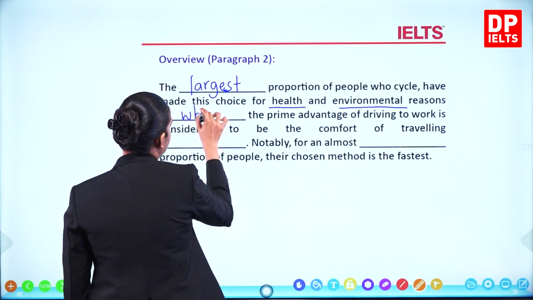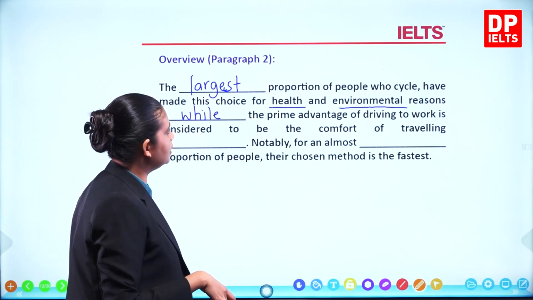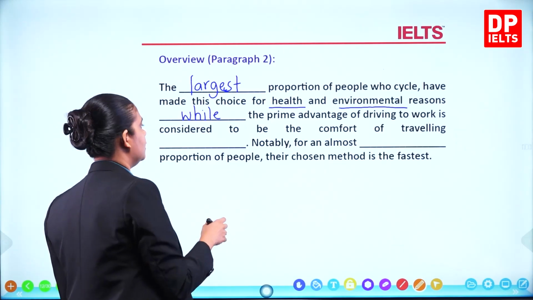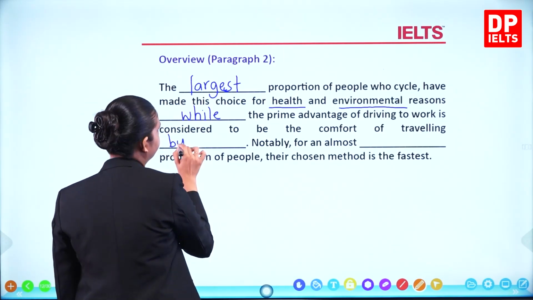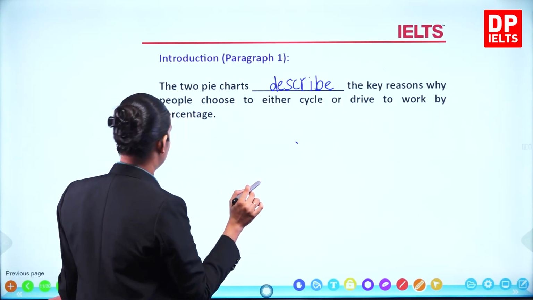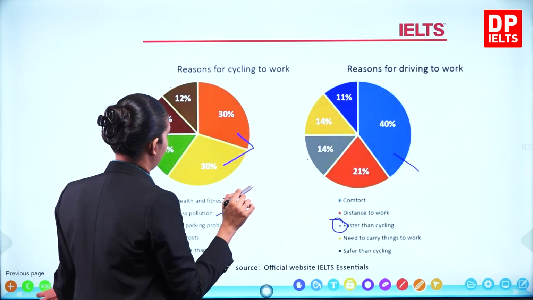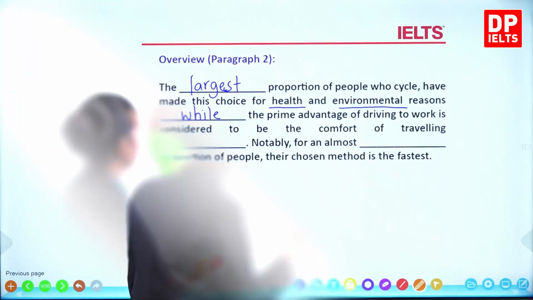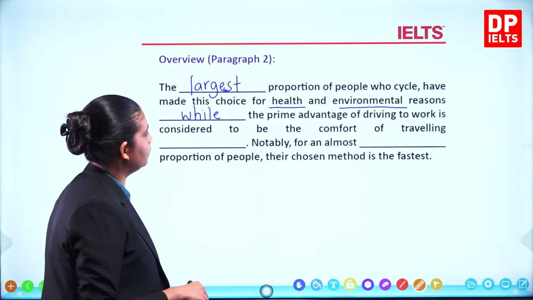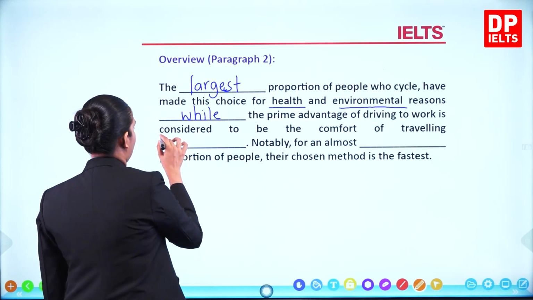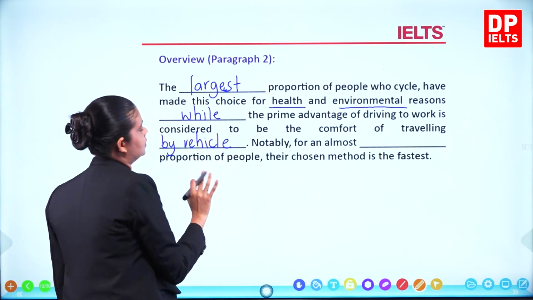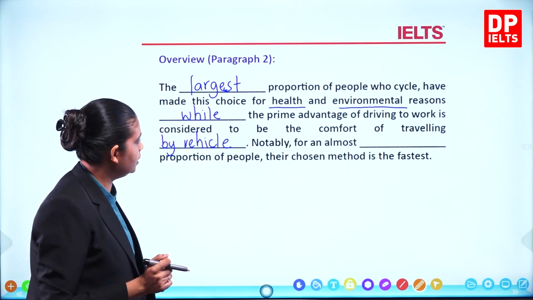While the prime advantage of driving to work is considered to be the comfort of traveling by how? Traveling by car, right? Now, can you see here, right? So the prime advantage of driving to work is considered to be the comfort of traveling by vehicle. Okay, so you can travel by vehicle because it is a comfort zone then, right?